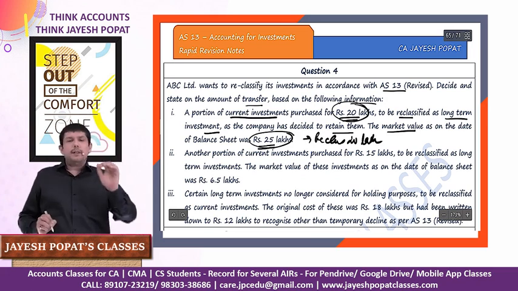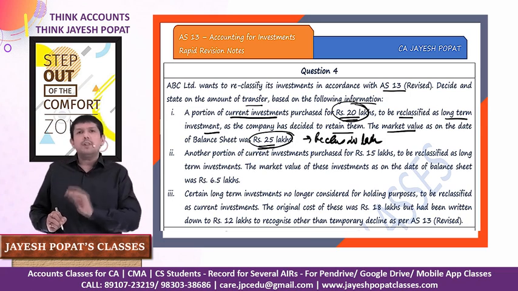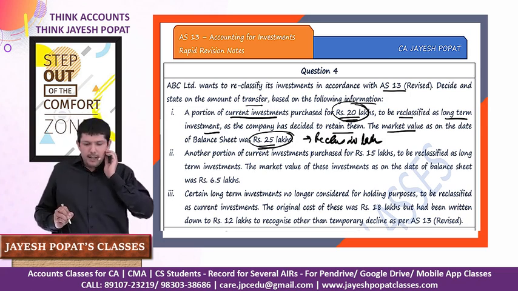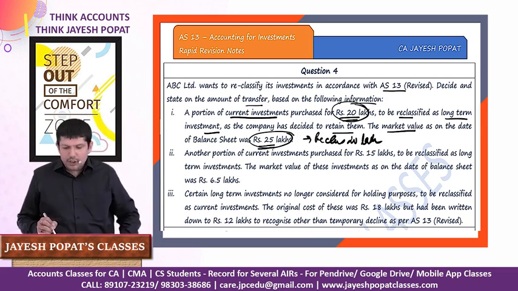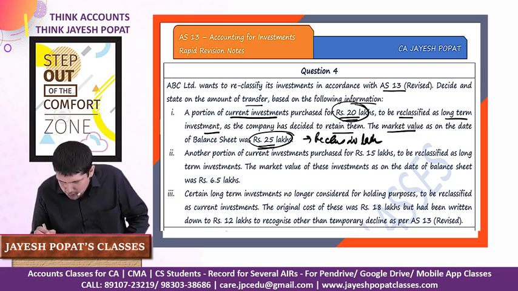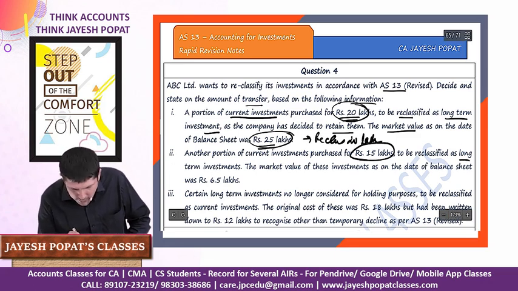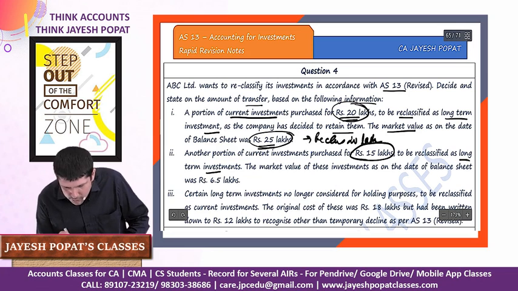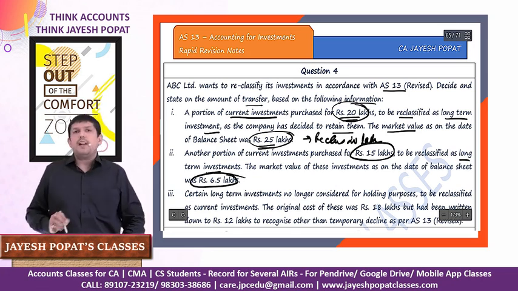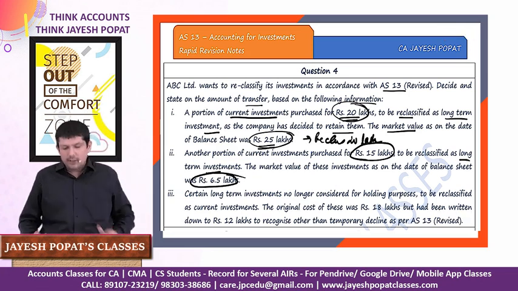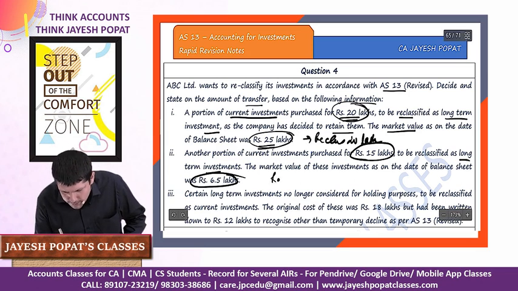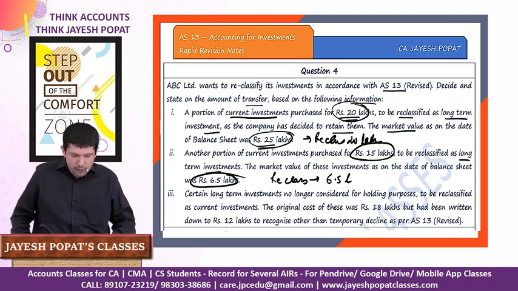Clear about this? We'll compare the cost and fair value, whichever is lower will be the value at which the transfer shall be made. Another portion of current investment purchased for 15 lakh is to be reclassified as long term. The market value of these investments is only 6.5 lakh. So cost or fair value, whichever is lower. So in this case, the reclassification has to be made at 6.5 lakh because the fair value is lower.